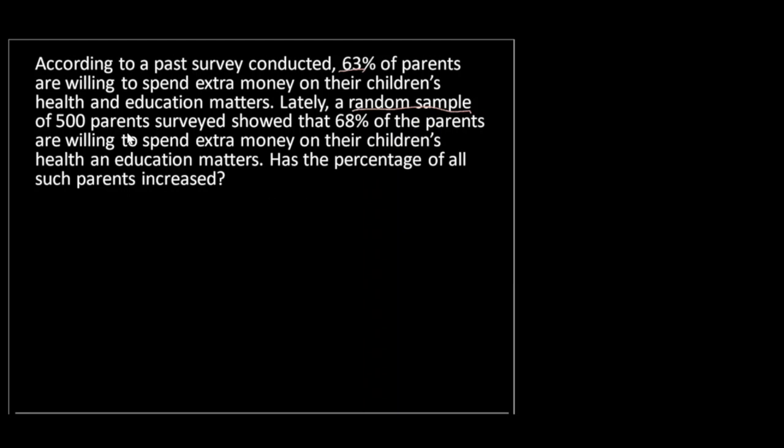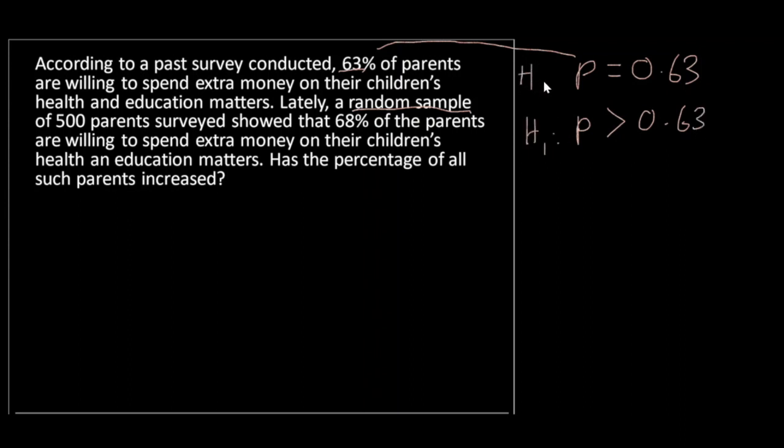So from a random sample of 500, the survey showed that 68% of the parents are willing to spend extra money. So you would like to check whether the percentage of all parents increase. Now the first thing to check is there's nothing on average or mean here, right? So they're talking about percentage, which means that this 63% would be your population proportion, P, equals to 63% or 0.63. The question is whether the percentage has increased. This would go to your alternative, P greater than 0.63. This is your null hypothesis.